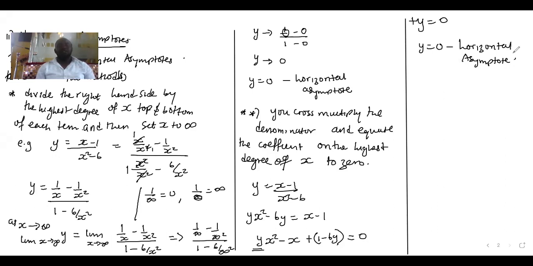On the second one, just do cross multiplication here. When you cross multiply, y multiplies x squared, you get yx squared. Y multiplies the 6, you get minus 6y is equal to x minus 1. 1 multiplies the x and 1 multiplies the 1. Then you design a quadratic in x. So the coefficient on x squared is always the horizontal asymptote.